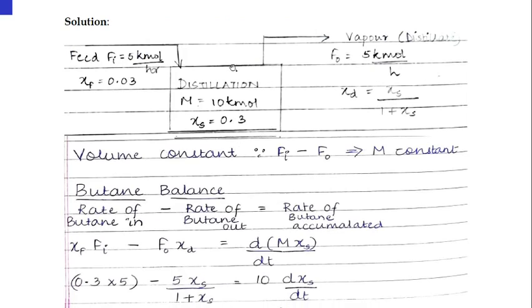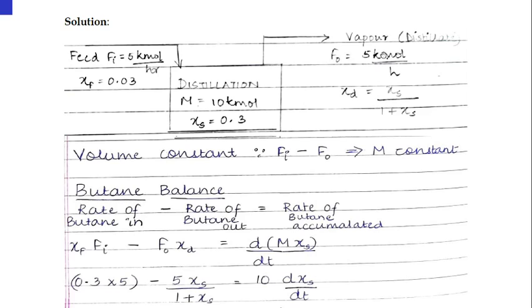So here is the distillation column, into which we have initially fed 10 kilomole of the liquid stream, total propane and butane. Of this, butane is XS, 0.3. That's the constant mole fraction. Continuously we are feeding at a flow rate of 5 kilomole per hour. We'll make an assumption that the vapor flow rate is also the same.